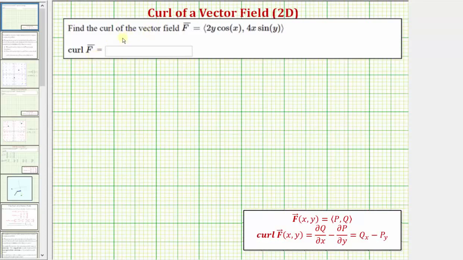We want to find the curl of the vector field f. Notice in this case, the vector field f is a two-dimensional vector field. The curl of a two-dimensional vector field and the curl of a three-dimensional vector field are different. Before we discuss the difference, though, let's review what the curl of a vector field actually tells us.